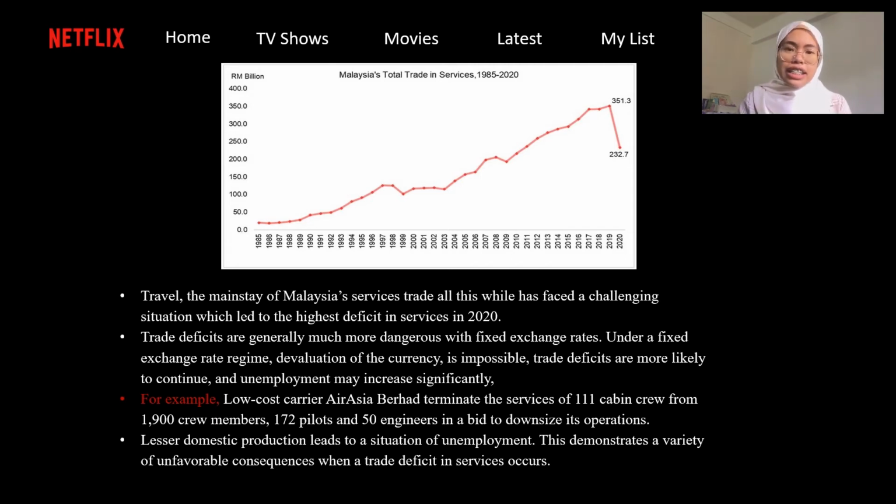For example, low-cost carrier AirAsia Berhad terminated the services of over 300 cabin crew from 1,900 crew members in a bid to downsize its operation. As the imports of the country are higher than the exports of the country, there is a reduction in domestic production. Lesser domestic production leads to a situation of unemployment. This demonstrates a variety of unfavorable consequences when a trade deficit in services occurs, even if trade in goods is increasing or in surplus.